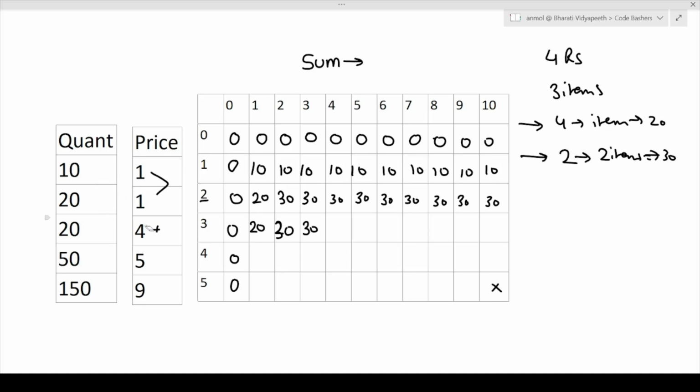Since it is available to us and we can buy it, but it is not necessary to buy it. So we will only buy these first 2 items so that our quantity will become 30. Okay. So now once we have 4 rupees and 3 items available to us, we will buy first 2 items, that is at price 30 only.